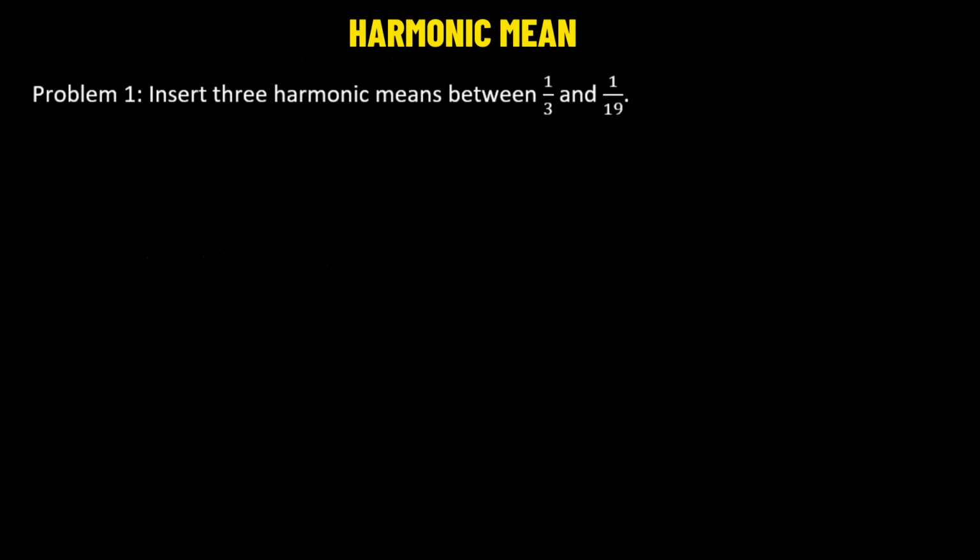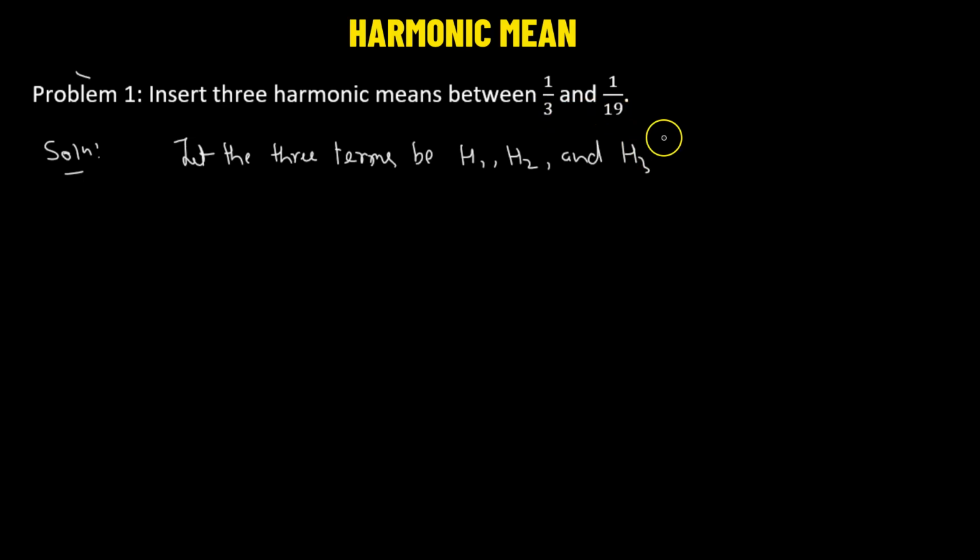Problem number 1. Here we need to insert 3 harmonic means between these numbers. Let's try to solve the problem without using any formula that we just discussed. Let the 3 terms we are introducing be H1, H2, and H3. We are inserting them between 1 over 3 and 1 over 19.